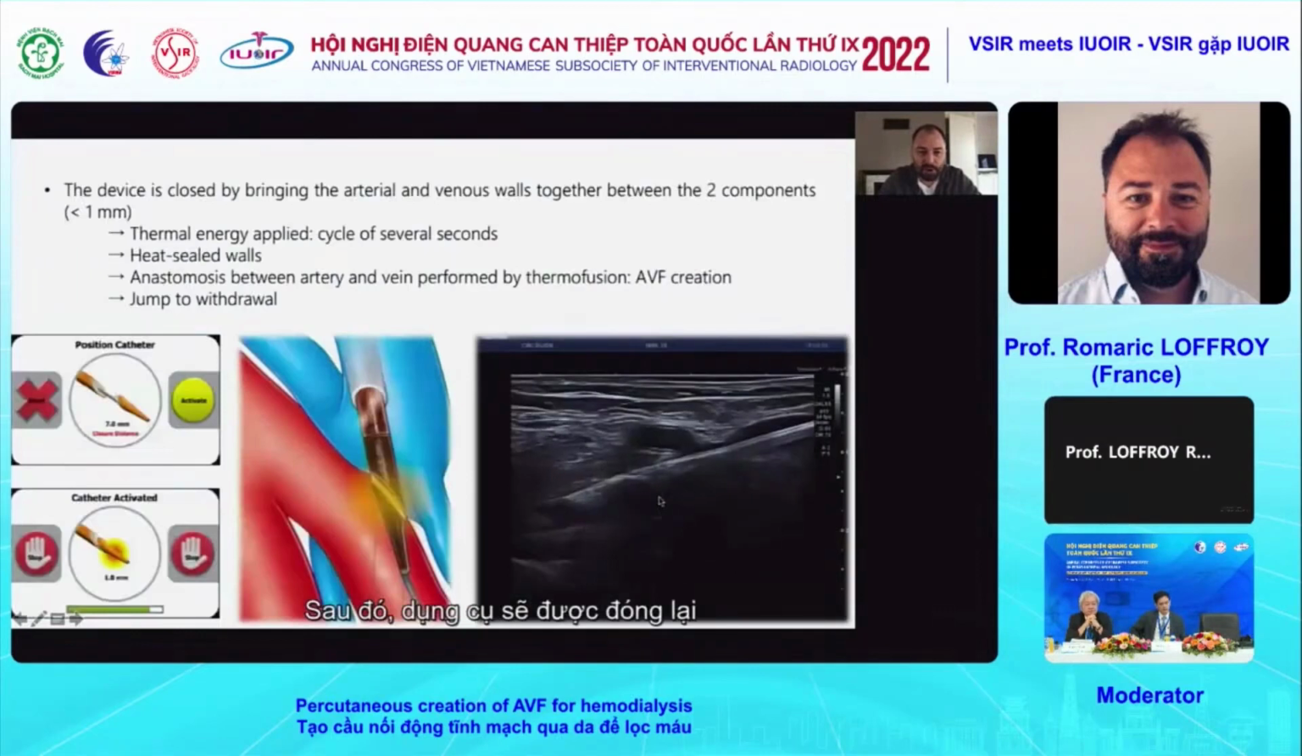And then we have to bring closer the window. Normally this is 7 millimeter, and we need not 0, but at least 1 or 2 millimeter to be able to close this window and to bring closer the wall of vein and the artery. And then we can apply thermal energy, which is a cycle of several seconds, let's say 15, 20 seconds, very short, to make the anastomosis between artery and vein by thermofusion. And then the arteriovenous fistula is created, and you have to withdraw the device.